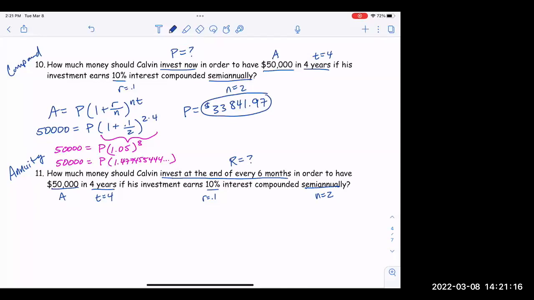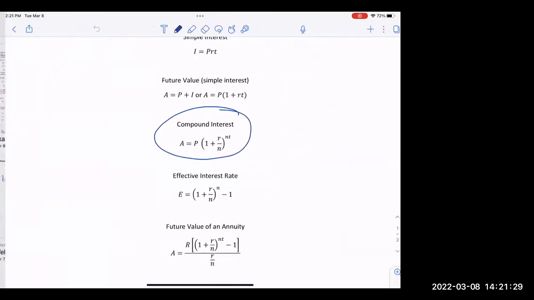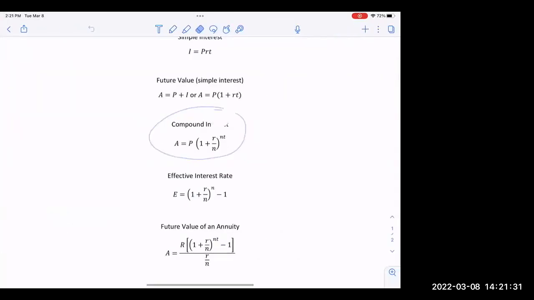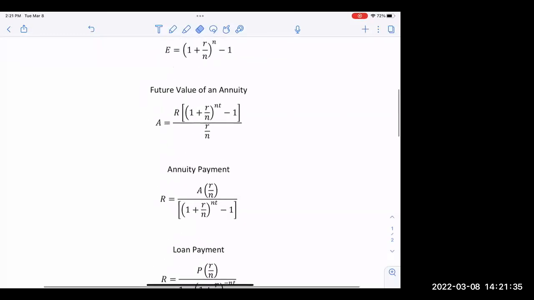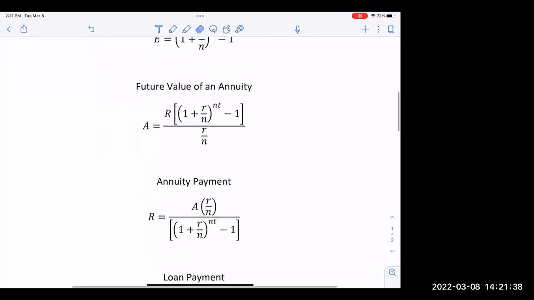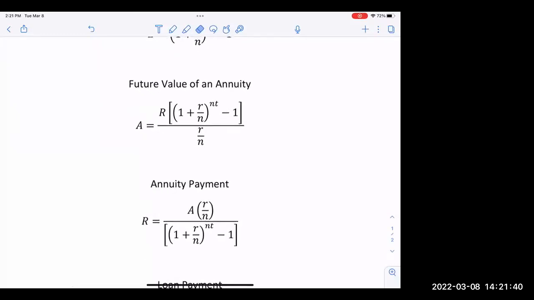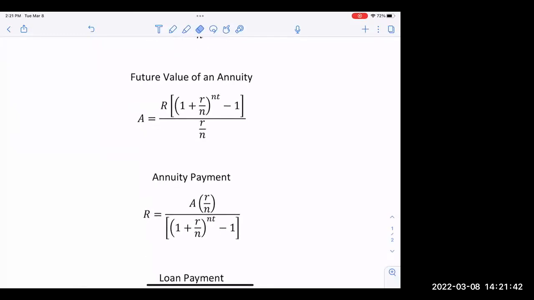Questions on that one? All right, so let's do number 11. We said annuity formula. There are 2 annuity formulas to choose from. And again, with the annuity formulas, if you pick the wrong one, you can still get the answer right. It doesn't matter, so either one will work.